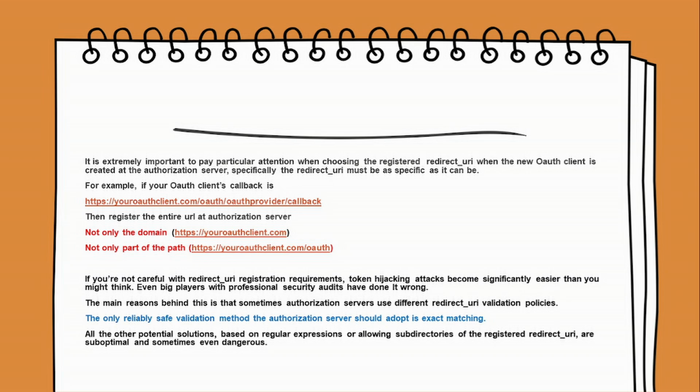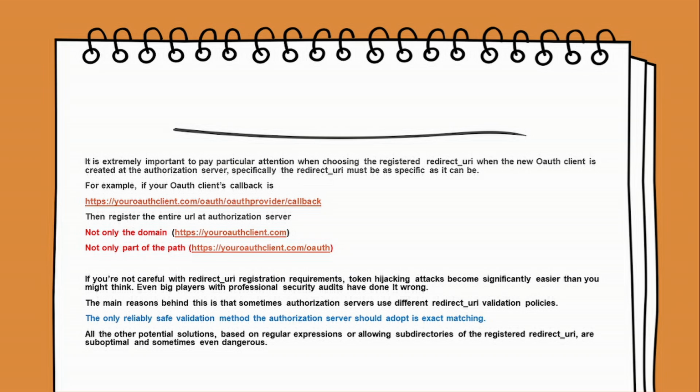Okay, so let's say for example, your OAuth client's callback or redirect URI is https://oauthclient.com/oauth/oauthprovider/callback. Then register the entire URL at the authorization server. In this case, you need to register this entire address at the PingFederate side. When you are configuring the OAuth connection under redirect URI, you need to configure this entire URL.